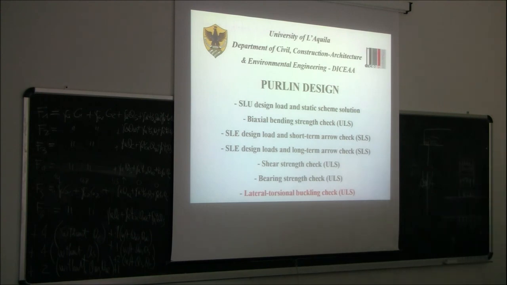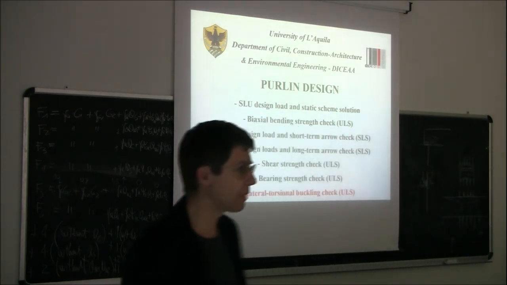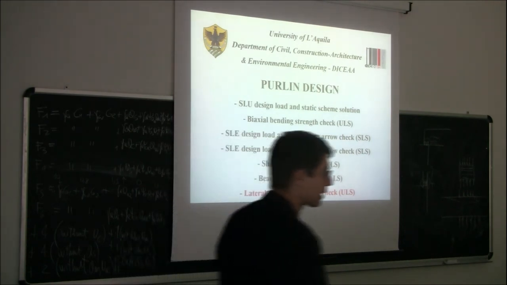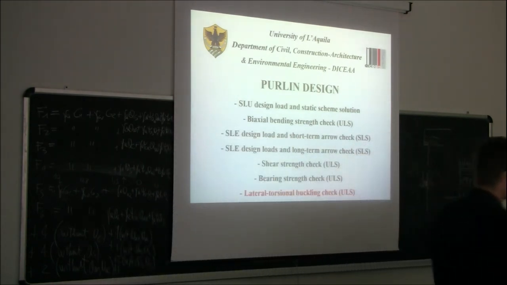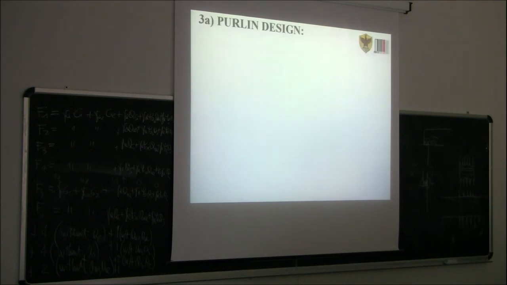Last check that we have to do concerns the lateral torsional buckling. If you remember last time, by talking about the blue line, that was by far the most severe design criterion. In fact, we had to put some braces because otherwise we wouldn't be able to satisfy this check. In the end, we had anyway to increase the cross section because otherwise it was not satisfied. So in this case, let's go see what happened.